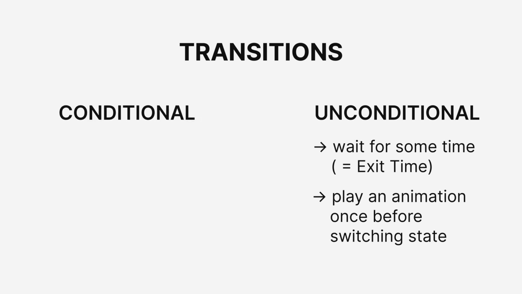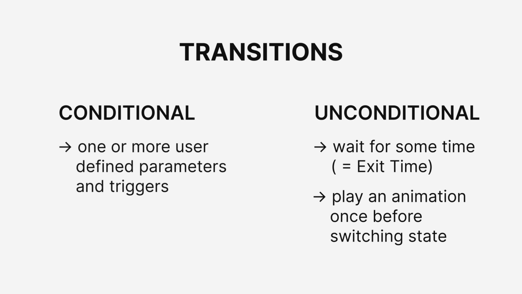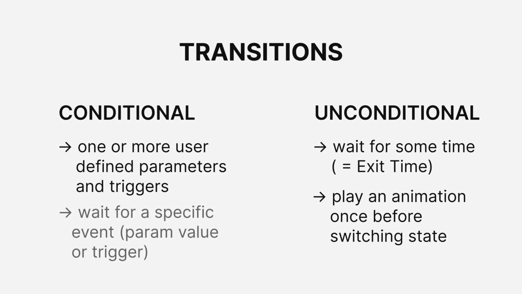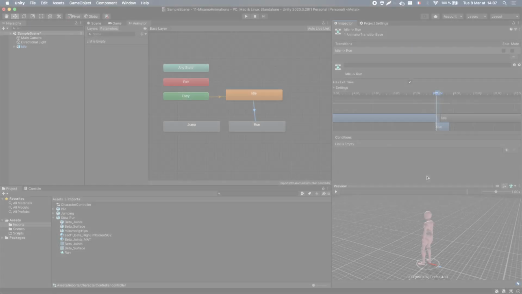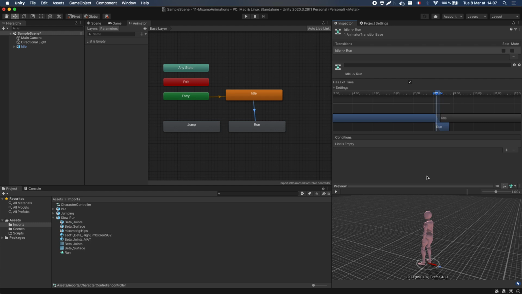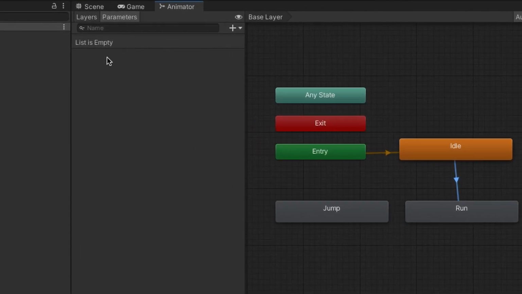A conditional transition, on the other hand, uses one or more user-defined parameters or triggers to switch to the target state at specific moments. So rather than saying, wait for 2 seconds, you can say wait for this parameter to be true, or wait for this trigger to be activated. And of course, those parameters and triggers can be accessed and set via C# scripting, as we'll see very soon. But these parameters and triggers need to be created first, and this happens here, in the Animator window. On the left, you see that you have a Parameters tab, where you can add new variables that are global to the state machine and that can be of four types: floats, bools, ints, or triggers.